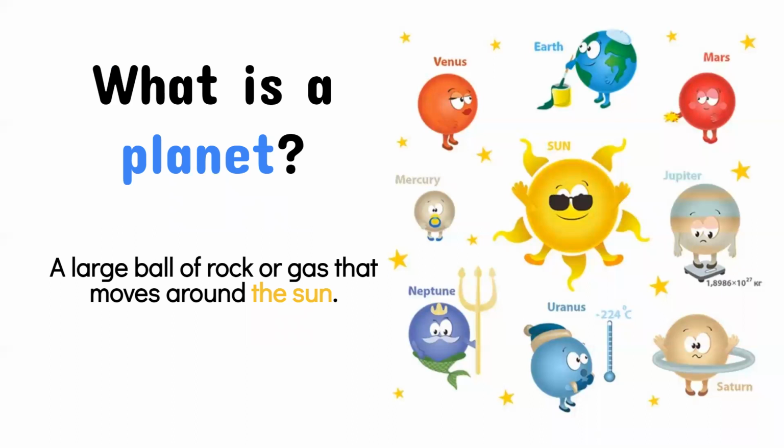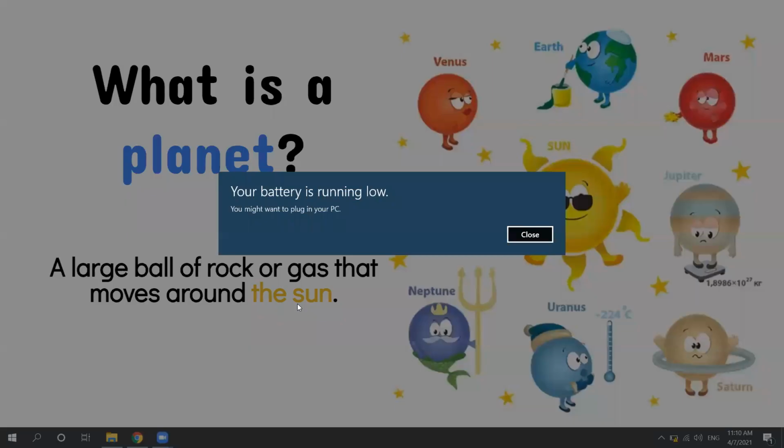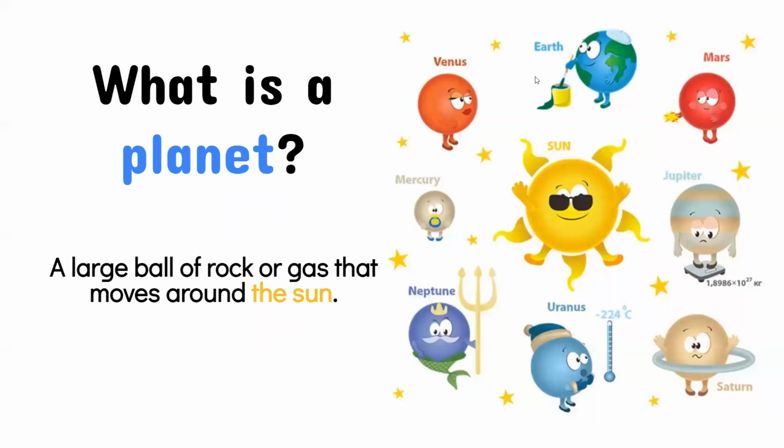What is a planet? When I say the word planet, it is a large ball of rock or gas that moves around the sun. So here we have the sun in the middle, and we have planets all around it. So these are large balls of rocks or gas that move around the sun, okay?